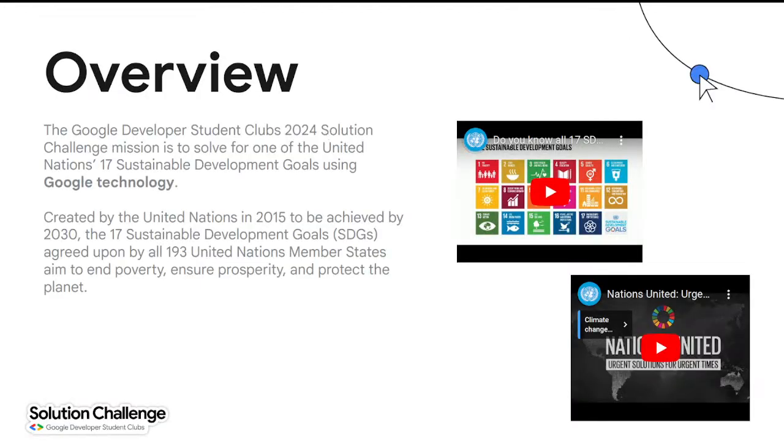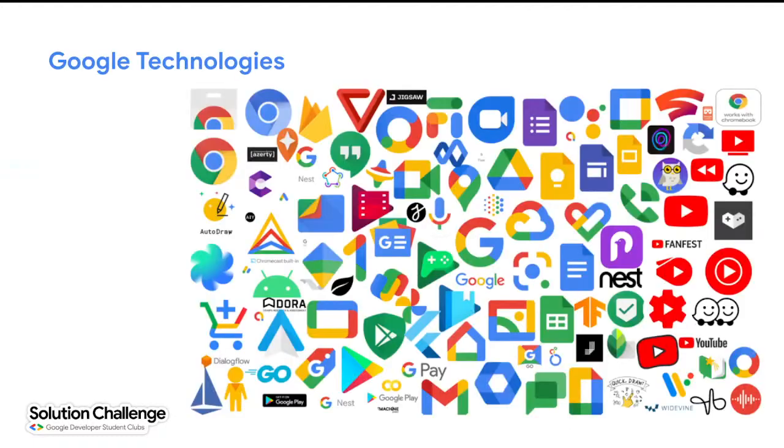Let's have this overview. The Google Developer Student Clubs 2024 Solution Challenge mission is to solve for one of the United Nations' 17 Sustainable Development Goals using Google technology. With the need for sustainable development around the corner, the UN in 2015 introduced 17 Sustainable Development Goals revolving around world challenges, with the target to be achieved by 2030. Through this Solution Challenge, GDSC aims to address problems in these areas and implement a tech-based solution.